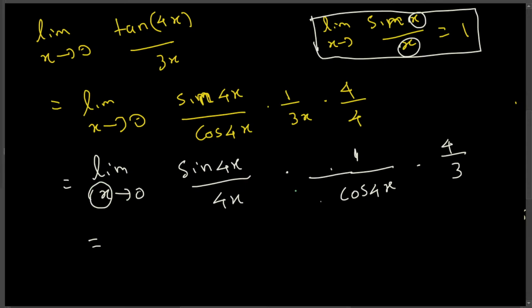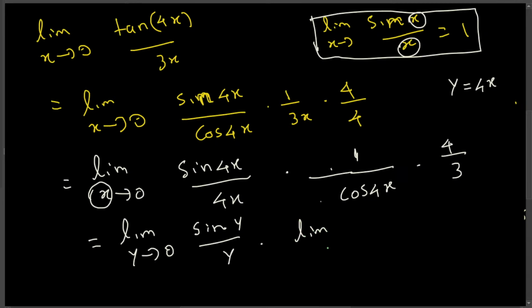For that, we substitute 4x for y. y is equal to 4x, and whenever x is approaching 0, any constant multiple of x also approaches 0. So we can say limit y approaches 0, and instead of 4x, I replace that with y, because we equate that right here. Sin y divided by y, and I'm going to express this one as limit x approaches 0, 1 over cos 4x times 4 over 3.